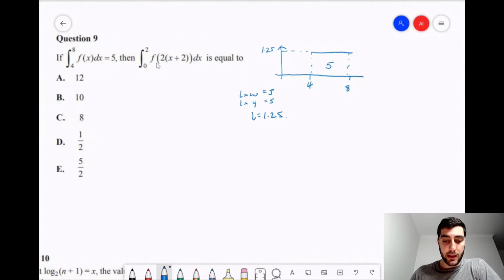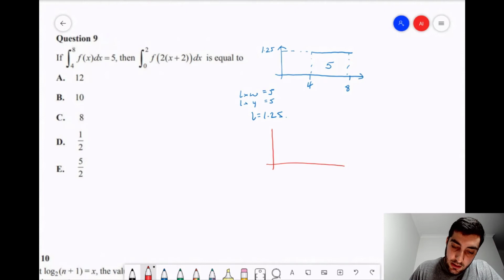We need to apply that dilation first before then doing the translation. So this dilation is a factor of a half from the y-axis. So we've got x and y, meaning from the y-axis, we're going this way, left to right, it's a factor of a half. So if I was to draw that graphically, what that would then look like is that 4 becomes 2, and that 8 becomes 4. Nothing happens to the height. This height is 1.25. So we've just shrunk these values in along the x-axis.